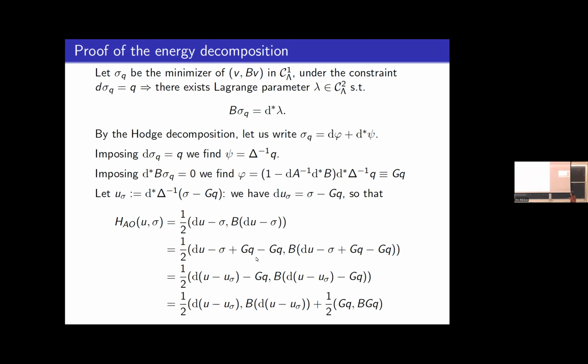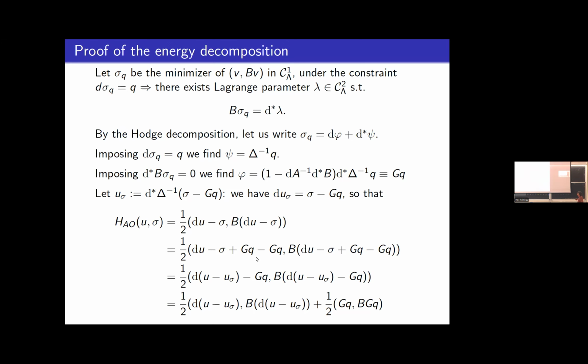Okay, so the minimizer can be, as usual, identified using constraint minimization. So you can introduce a Lagrange multiplier, and you find that sigma q, the constraint minimizer, satisfies the Euler-Lagrange equation in the presence of the Lagrange multiplier, which is simply this one. So the Euler-Lagrange equation is B applied to the minimizer equal D star lambda, where lambda is some 2-form to be fixed in such a way that D sigma is equal to Q. Okay, how can I identify lambda and how can I construct sigma Q?